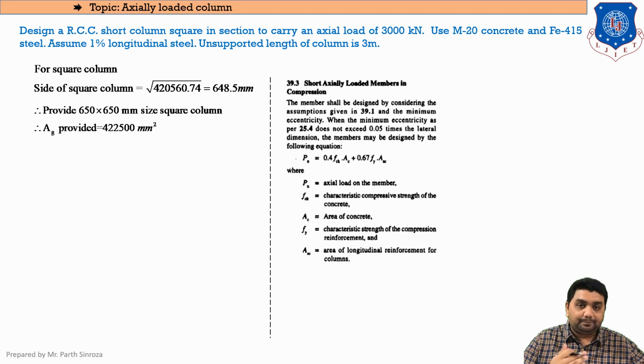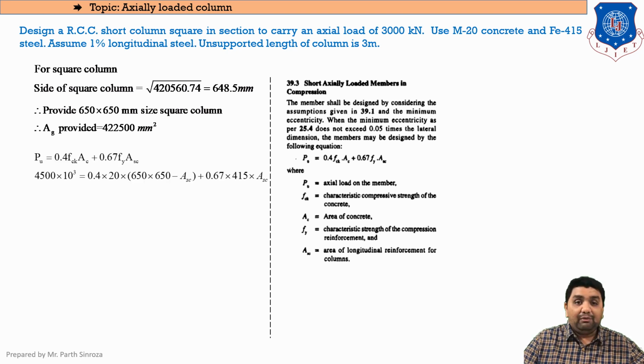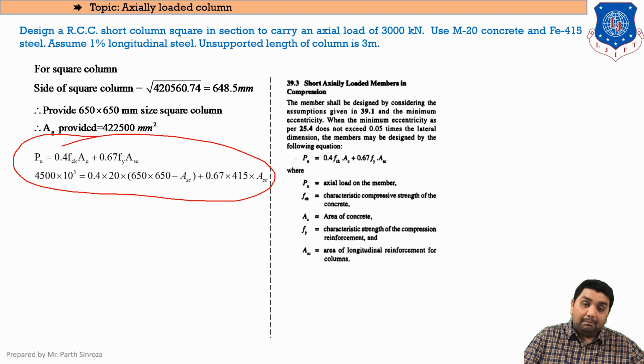Now from this case we will be finding the value of ASC again. Clear? But keep in mind, we will be using the same equation again, but this time we will be substituting the values and keeping ASC as our unknown.